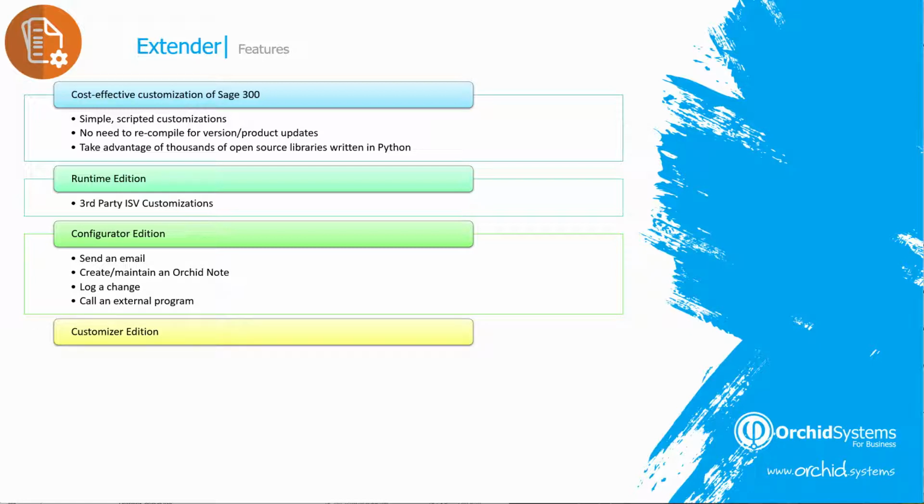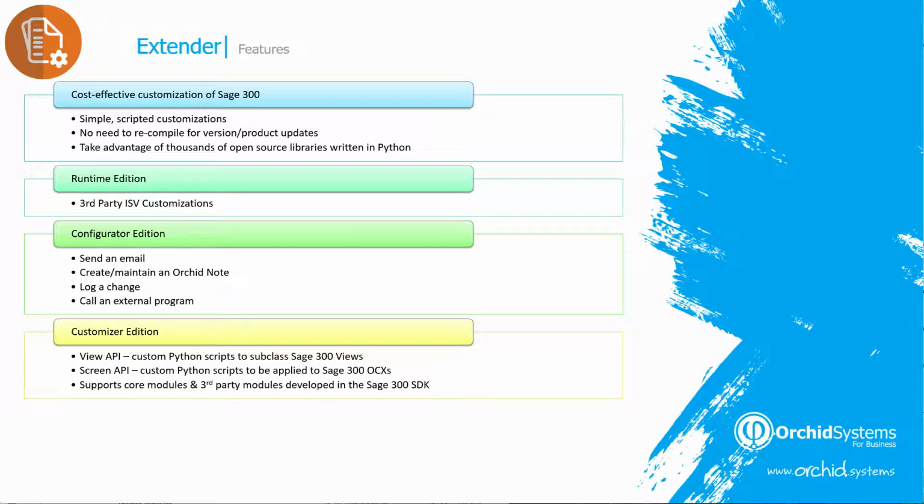The next edition up is Customizer, which allows you to apply Python scripts to the views or to the screens. So you can customize the underlying Sage 300 view logic, and you can customize the Sage 300 OCXs. It supports all the core modules and any third-party module developed in the SDK.